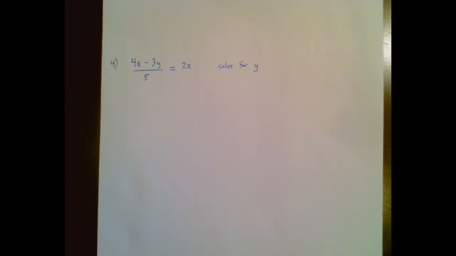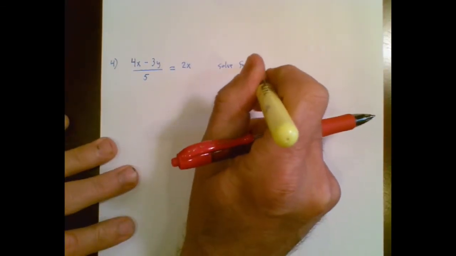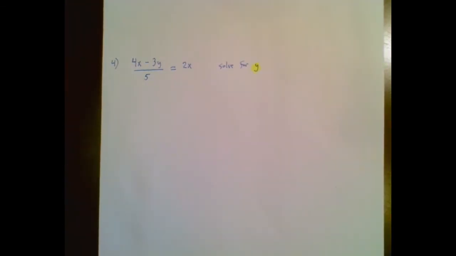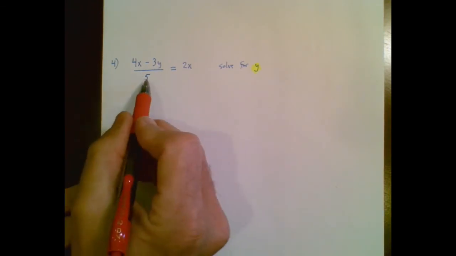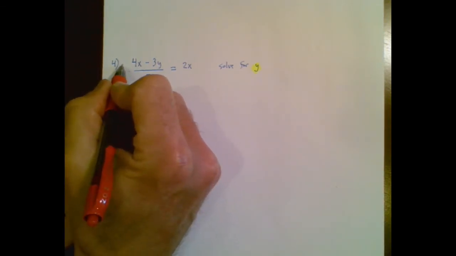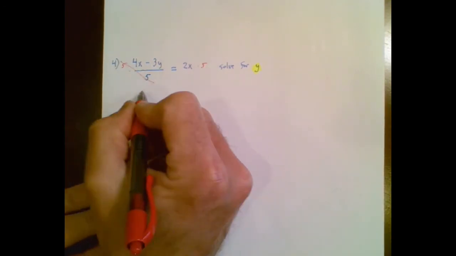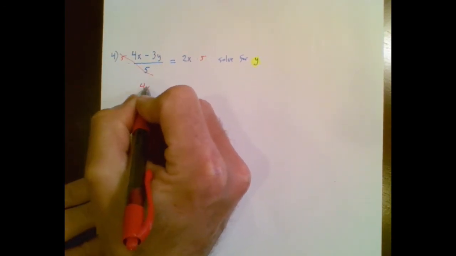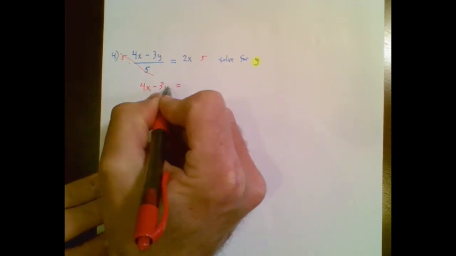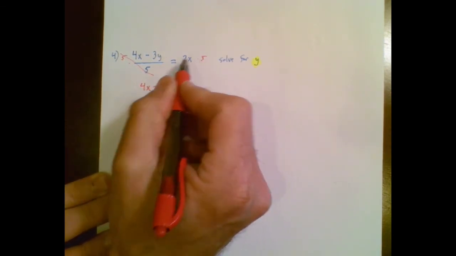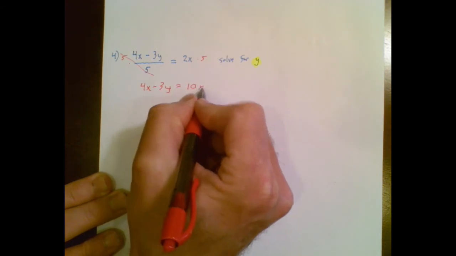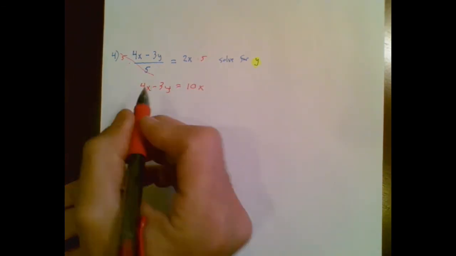All right, and now we're going to solve for y in this one. That's going to be a very common thing in your algebra future, solving for y. First thing is get rid of the 5. It's attached by division, so I do multiplication, and those cancel. So now 4x minus 3y, and I'm going to go ahead and multiply these. 5 times 2x would be 10x. It's just going to make it look a little better.